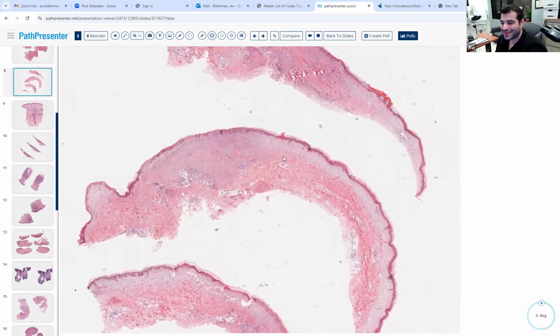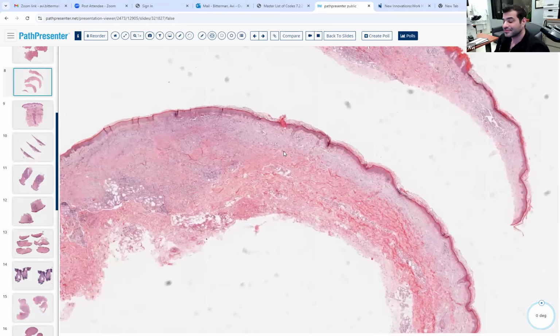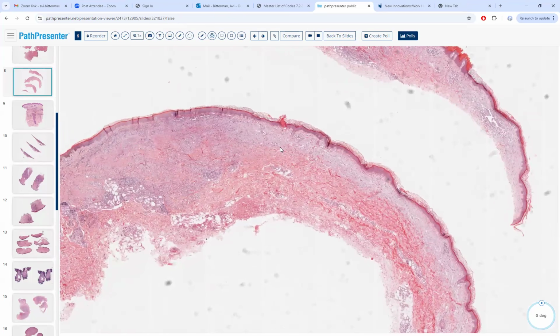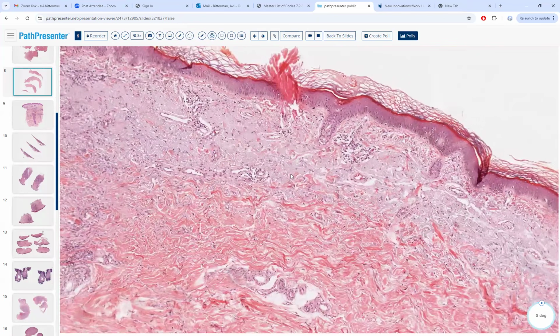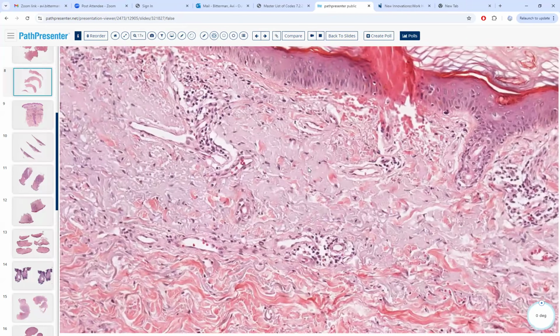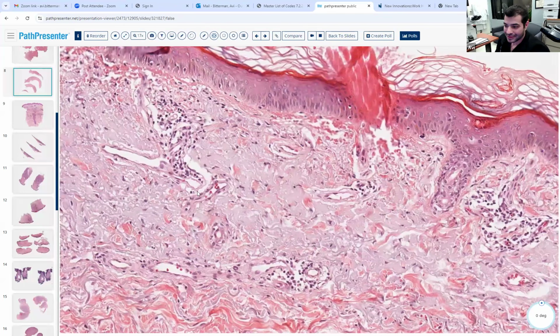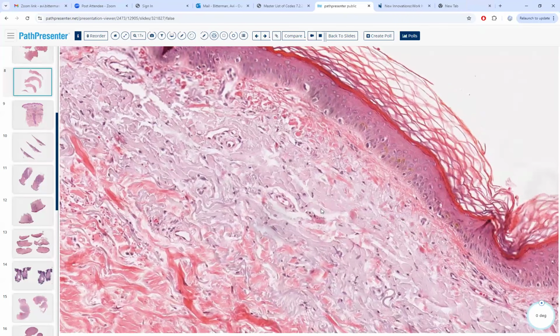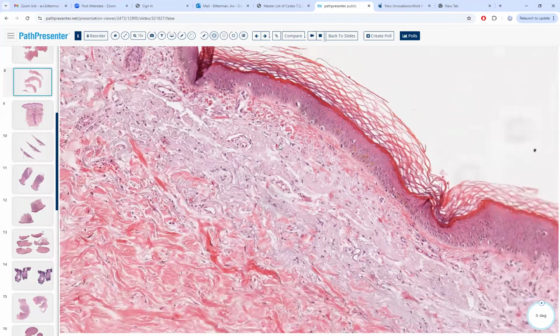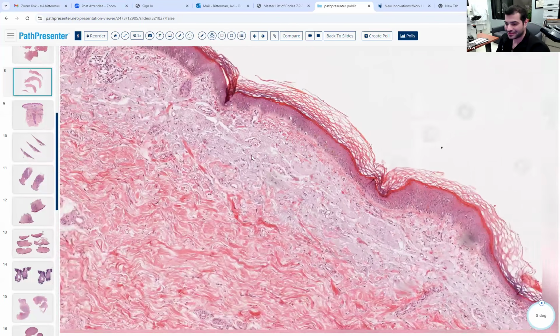And what do we see here? This is a shave biopsy with a bunch of, it appears to be, could be solar elastosis, but it just looks like a lot of, could also be a bunch of mucin as well. All right. What do you think? My vote is solar elastosis. It is solar elastosis. Good.